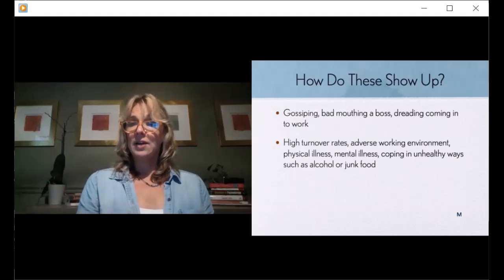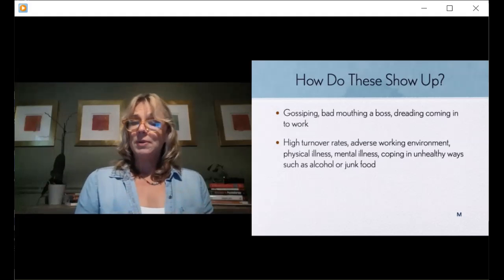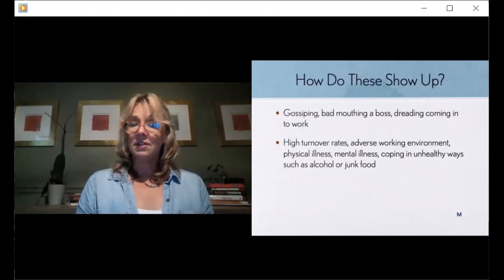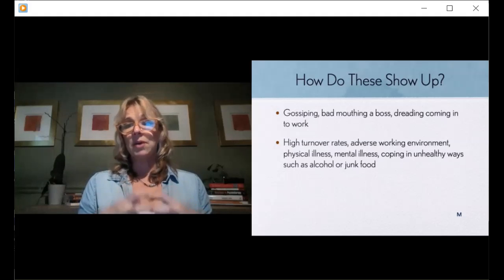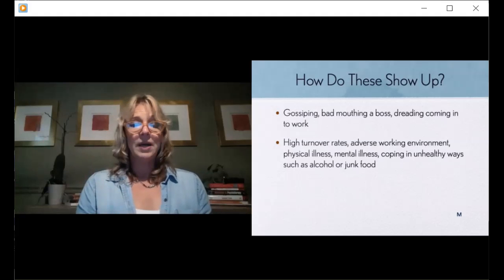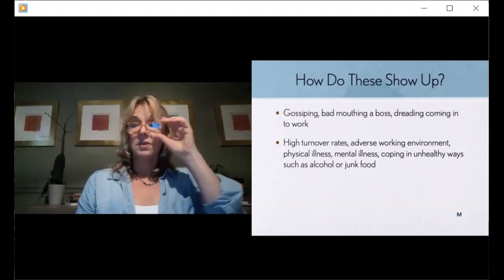And so it creates what we would call an adverse working environment. I don't want to go in, I'm resisting that. And eventually people may start looking for different jobs. It can relate to physical illness. When we carry stress, our muscles tense up, so maybe back problems or migraine headaches show up. It can lead to mental illness, a sense of feeling overwhelmingly sad or anxious. I'm getting anxious going into work. I don't want to do it. I know what the day is going to be like. And sometimes it can lead to coping in unhealthy ways.